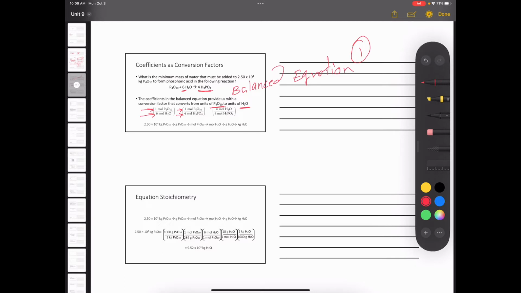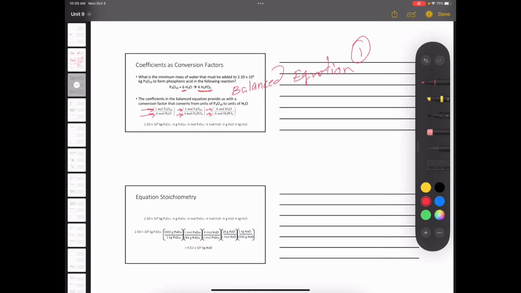Okay? And then, same thing, the relation between water and phosphoric acid is 6 to 4. So for every 6 moles of water, the reaction will yield 4 moles of H3PO4. So, well, what does that mean?